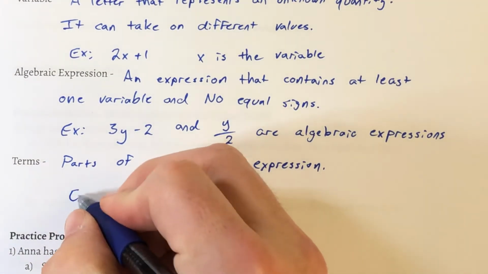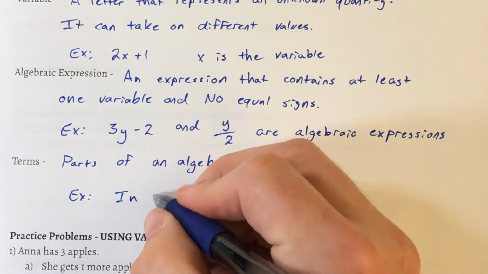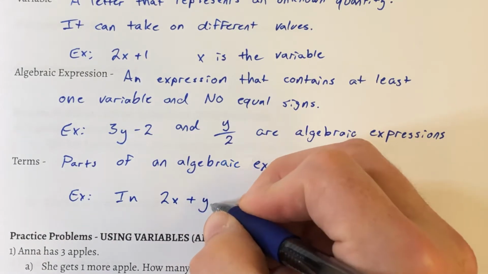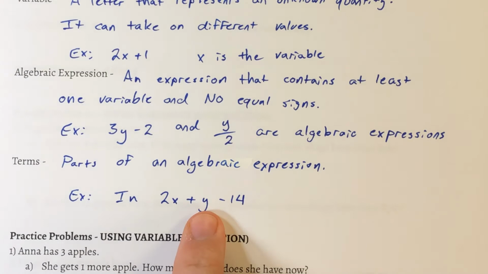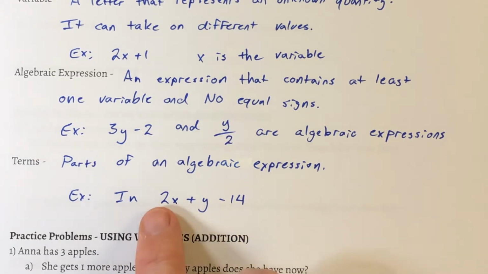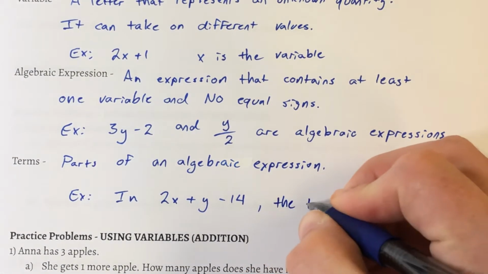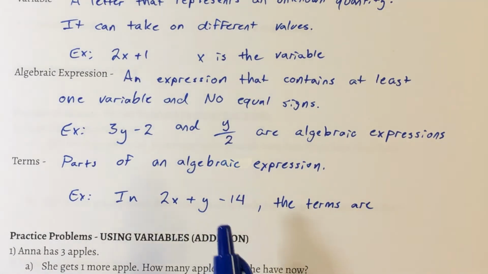So, quick example. Let's say I have, in the example, 2x plus y minus 14. There's lots of unknowns. So I don't know what x is. It's standing in for a number. It could be 1, it could be a million. I also have y, so I have two variables in here. So 2x plus y minus 14. The terms are, so in other words, the parts.